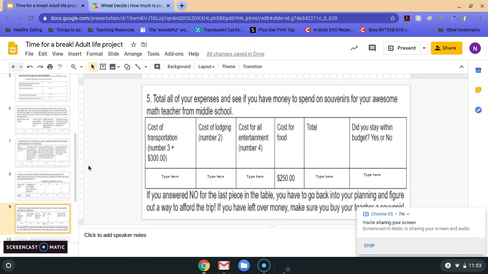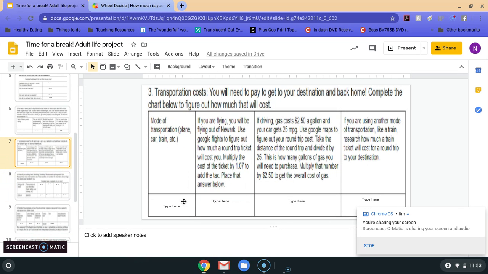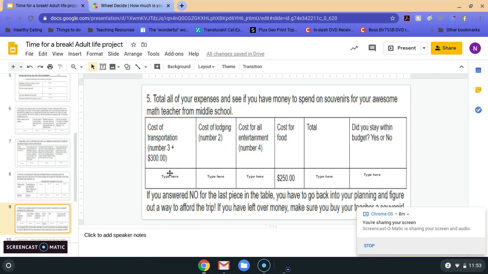Let's look at the next piece, number 5. So now you have to total up all of your expenses. So this is going to be the cost of your transportation. So number 3 plus 300. So that $300 comes from this chart right here. And number 3, I'm talking about this page here. So however much it costs you to get to your destination, you're going to add that to 300 right there. The cost of your lodging, which is number 2. So lodging is just a fancy word for saying your hotel.